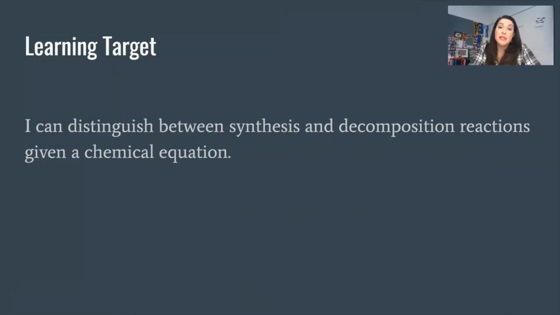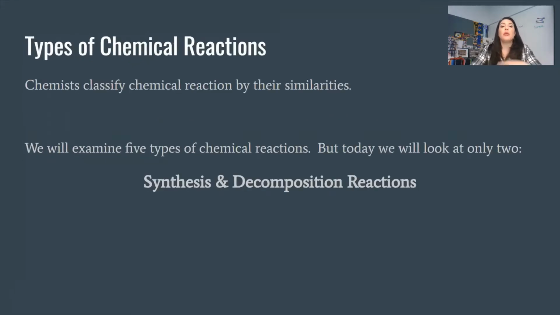So by the end of this morning, I would like you to be able to distinguish between a synthesis and a decomposition when you're given a full and complete chemical equation. So using this idea of using the reactants and using the products, comparing and contrasting, and identifying what type of reaction you have. So we classify chemical reactions by their similarities, the ways that they're similar to one another.